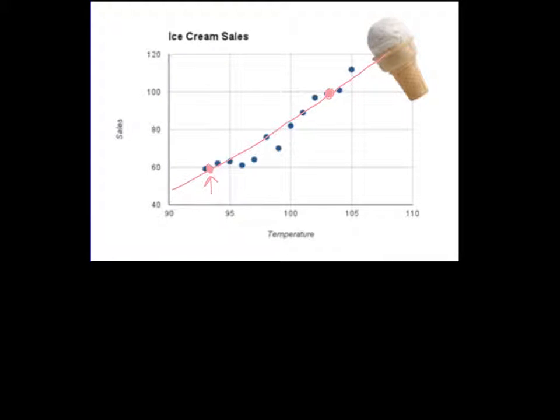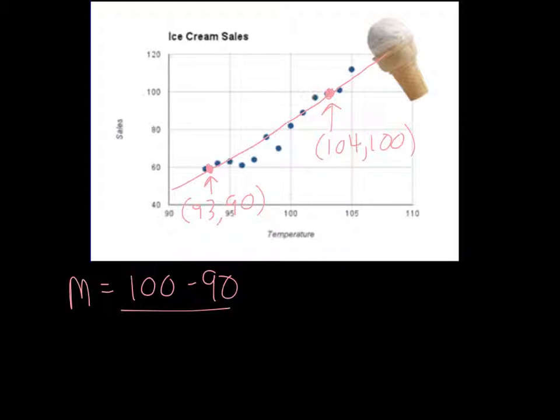The coordinates are what are important for us to know. We need to know this coordinate, which is 93, 90, and this point, which is 103, 100. Just like in our do now, we need to find the slope of the line by subtracting our y values and dividing it by our x values to get 10 over 10, which is 1.